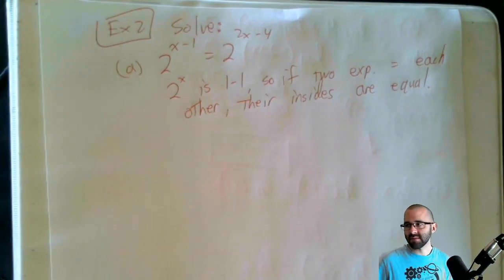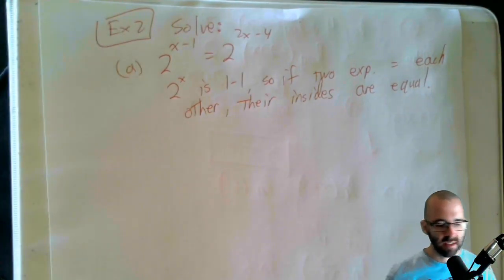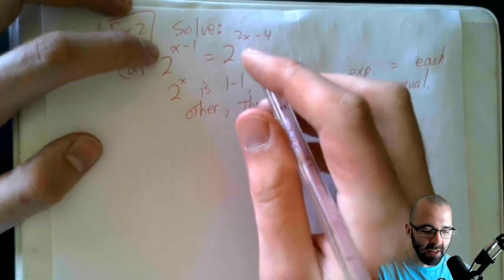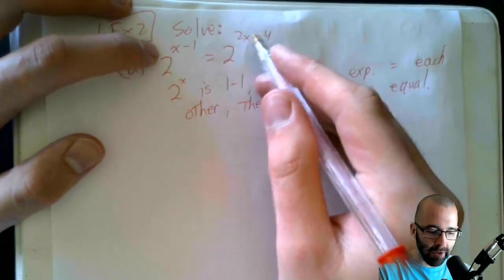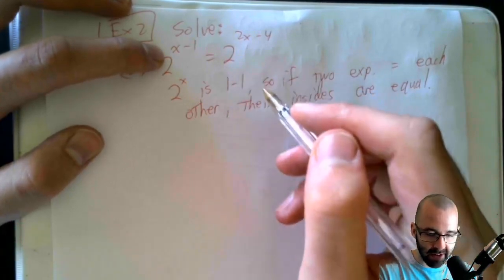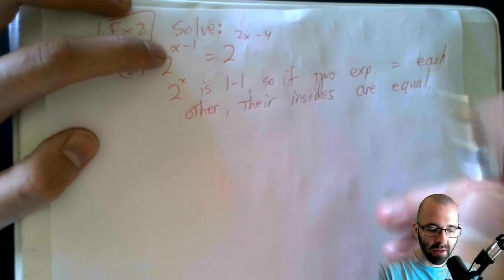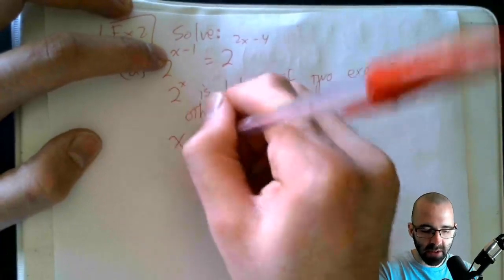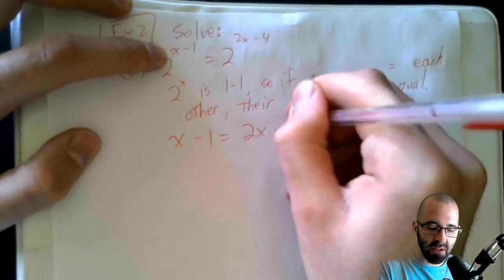Okay? So we just say, hey, we got 2 exponential functions equal to each other. Their insides must be equal. That's the only way their equation can hold true. So we say that x minus 1 equals 2x minus 4.